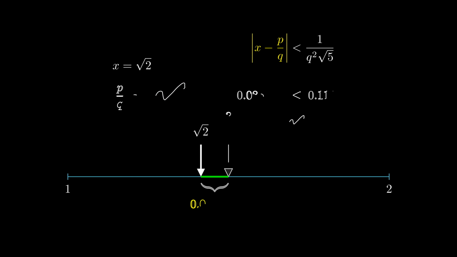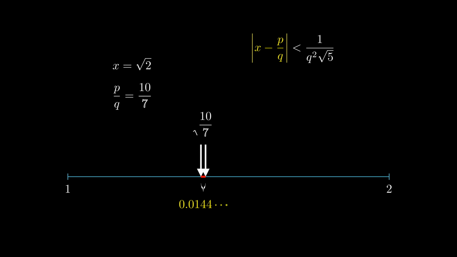Let's try another fraction. Let's plug in 10/7. Even though this rational number is much closer to square root 2, it is not considered close enough to satisfy this inequality. Given the size of the denominator, the inequality desires the value to be closer to the irrational number.